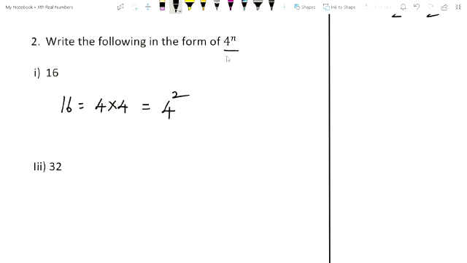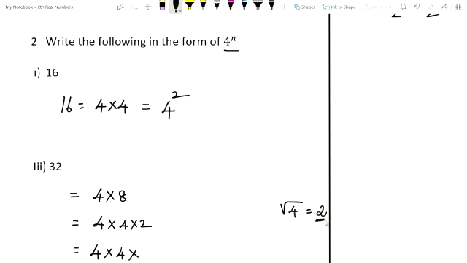You understand, children? Next one, 32. How can you split this, children? 32. Usually 4 8s are 32. In 8, how can you split this? 4 2s are 8. Now you see here 2 is there. You know very well square root of 4. Square root of 4 equal to, what is the answer? 2. So instead of the 2, you have to write square root of 4.